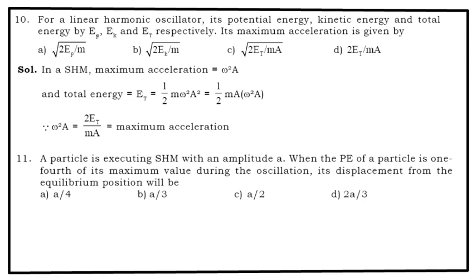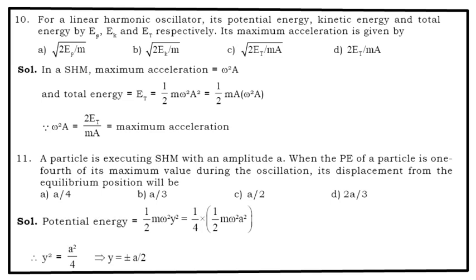Problem number 11. A particle is executing SHM with an amplitude A. When the potential energy of the particle is 1/4 of its maximum value during the oscillation, its displacement from the equilibrium position will be: option A, A by 4; option B, A by 3; option C, A by 2; option D, 2A by 3. Potential energy is equal to half m omega square y square, which is equal to 1/4 of the total energy. The formula for the total energy is half m omega square a square. Cancel out all the terms. You get y is equal to plus minus a by 2. That is option C.